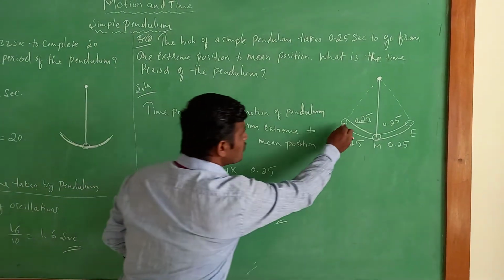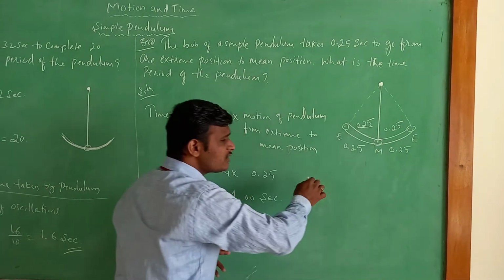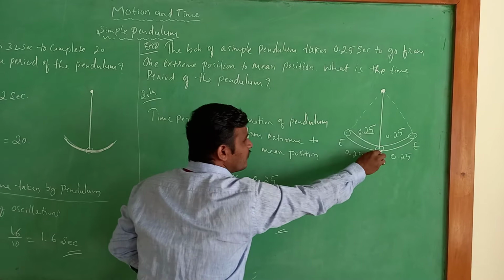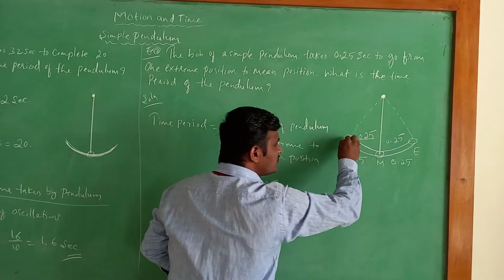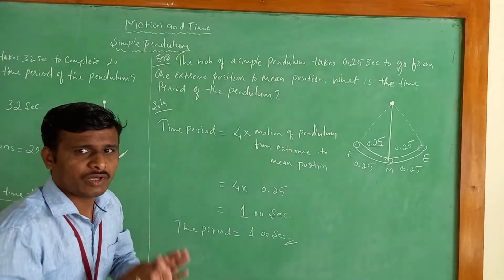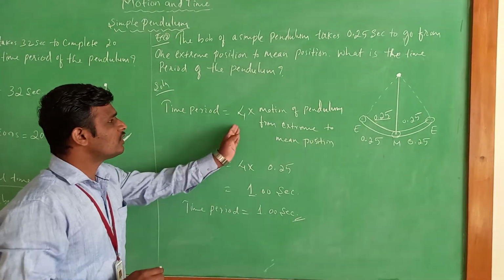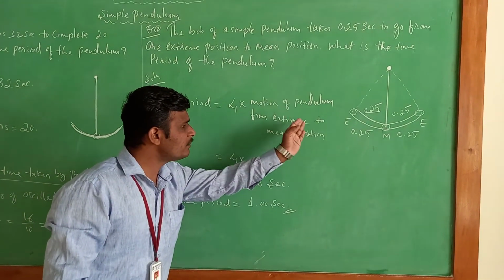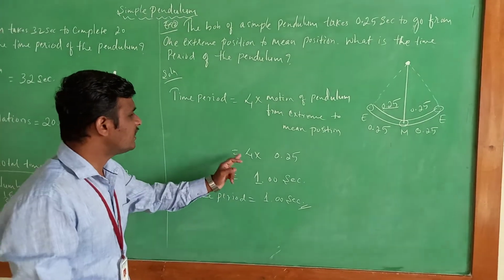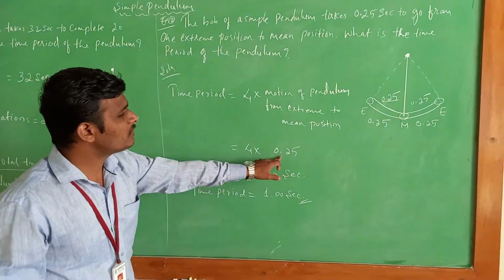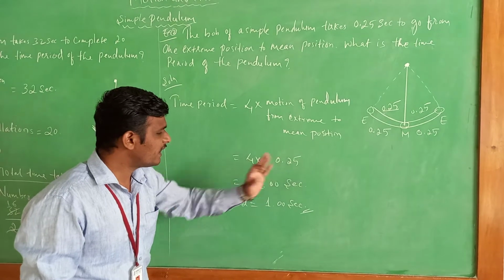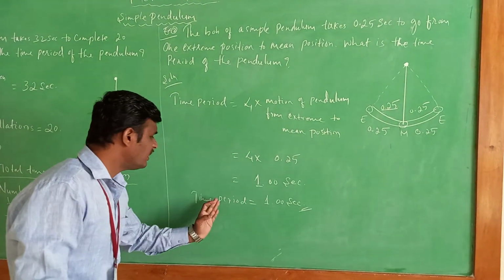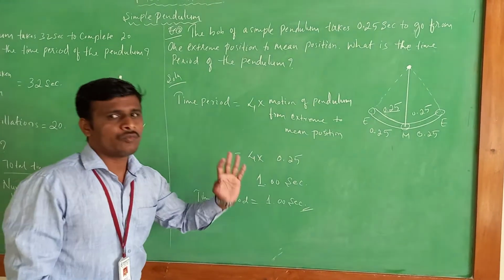From here to here is 1/4 of the oscillation. Then we measure from here, and again it comes back to its original position. Then it takes one full oscillation. So it is 4 times the motion of the pendulum from extreme position to the mean position. That is 4 into 0.25 second, which is 1.00 second. So that's why the time period of the pendulum is 1 second.